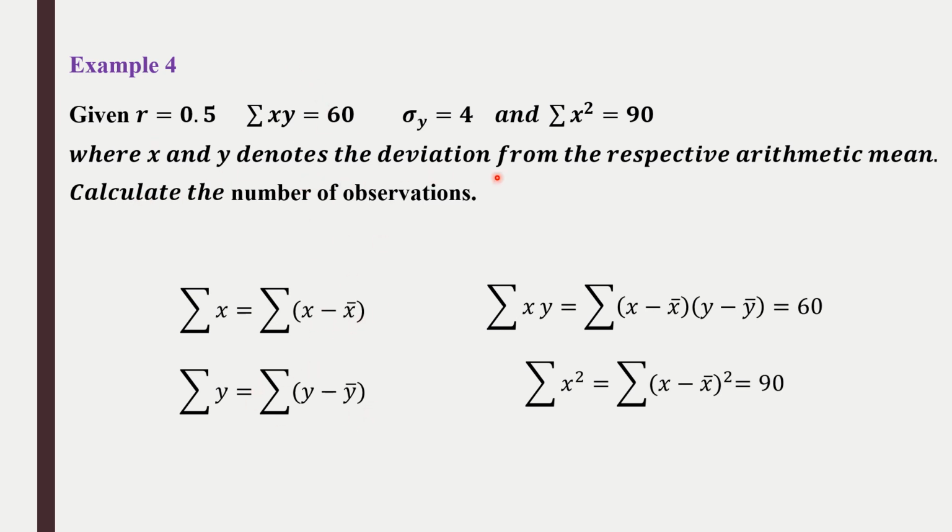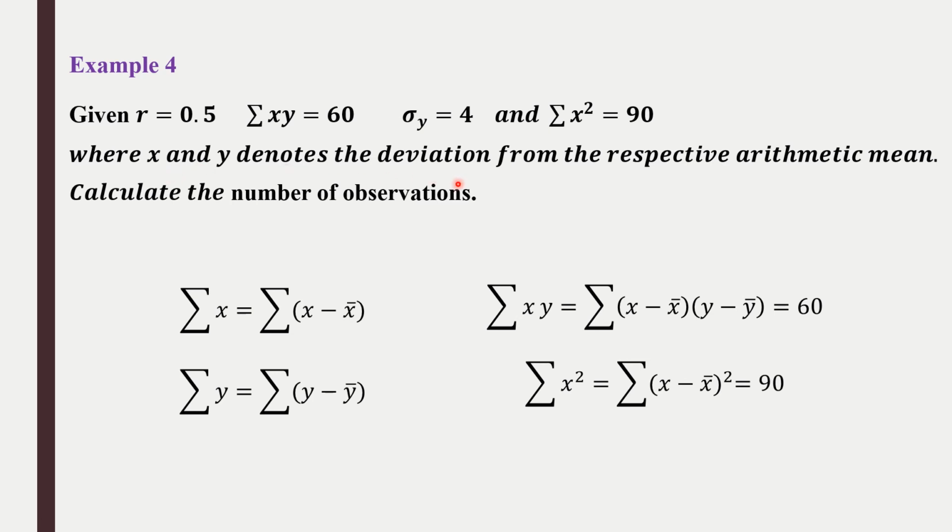X and y are the deviations from the respective arithmetic mean, which means we are given x into y, meaning summation of x minus x bar into y minus y bar. This x is x minus x bar. Y is y minus y bar. So we are given summation xy as summation of x minus x bar into y minus y bar, that is equal to 60, and summation x square will become summation of x minus x bar the whole square. Instead of x, it is given as x minus x bar, not directly x.